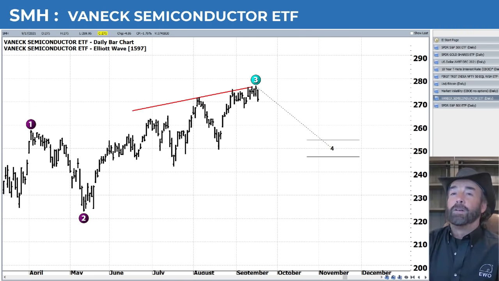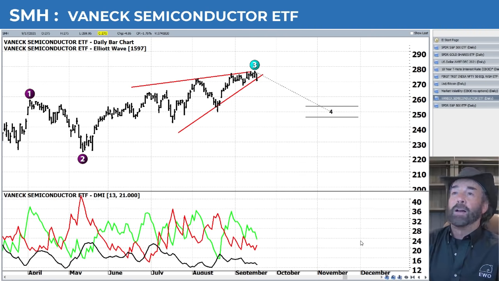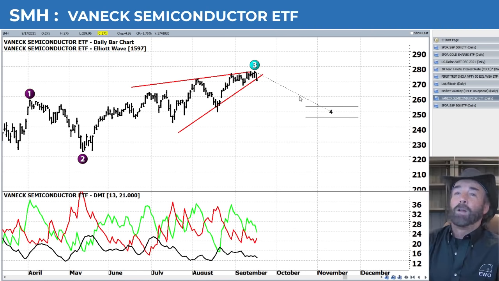There's another one of those diagonal patterns, just like we had in the market itself. And then if we look at the DMI, it hasn't really given a whole lot of confidence in this upward move that we've had in the SMH. So it has been moving higher in a wave 3, but that's not usually the kind of supportive ADX you see in a wave 3, which means that that's a fragile move, and that could reverse as well.